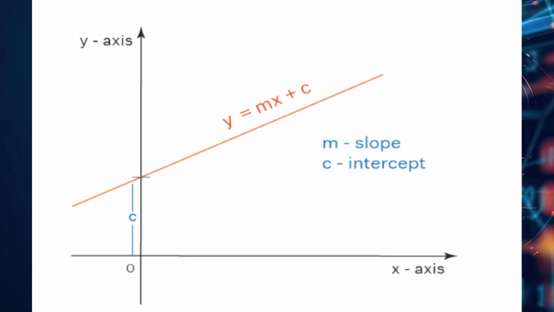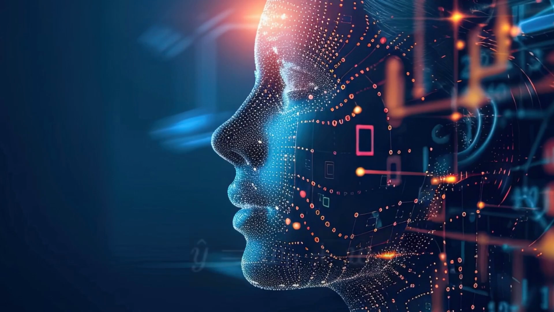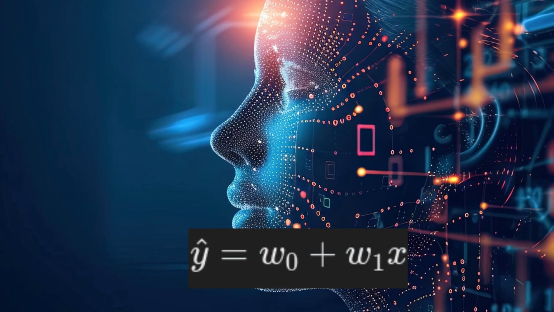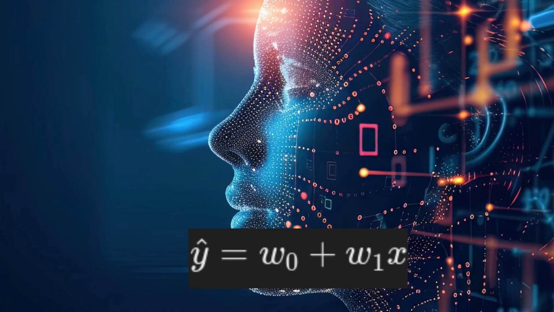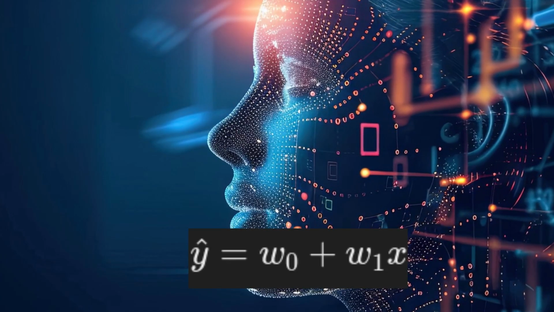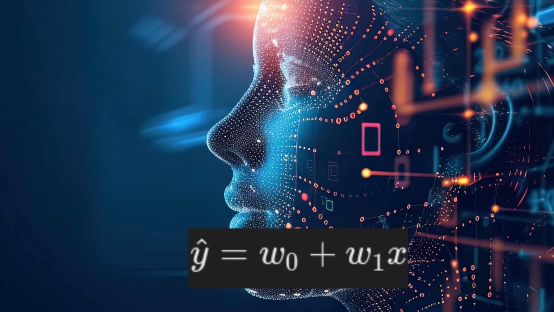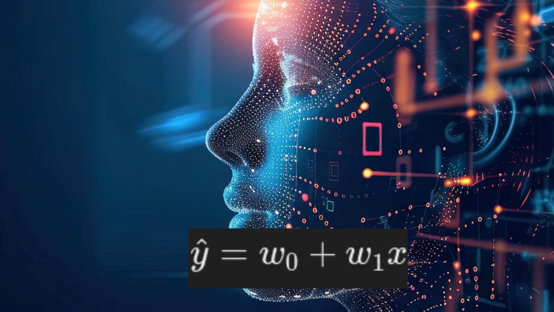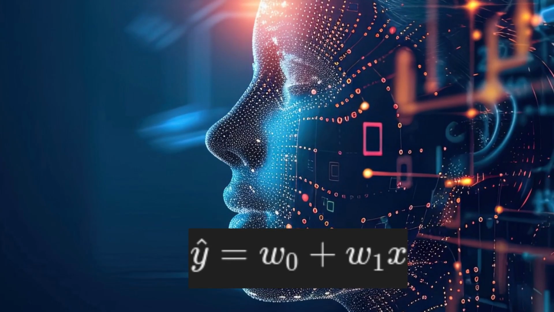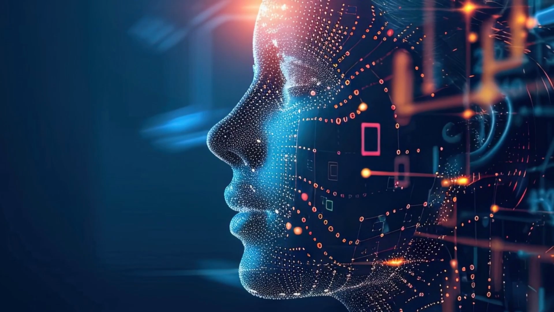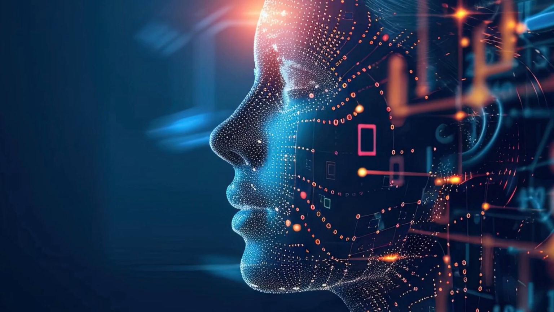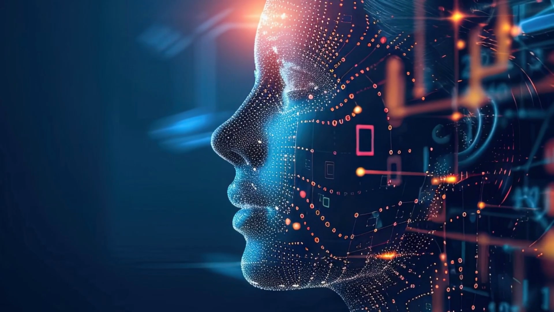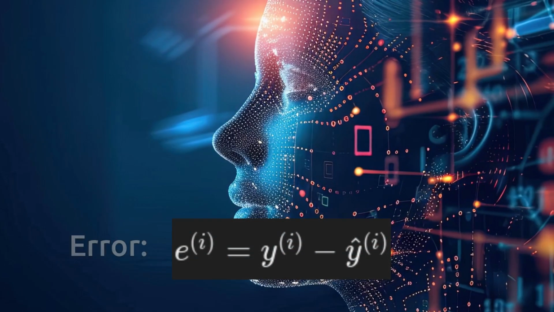Our model is defined by y hat is equal to w0 plus w1x, where y hat is our model's predicted output. Here w0 and w1 are the parameters we need to adjust to minimize the difference between y hat and the actual values y. To quantify this difference, we look at the error for each data point i, defined as ei is equal to yi minus yi hat.